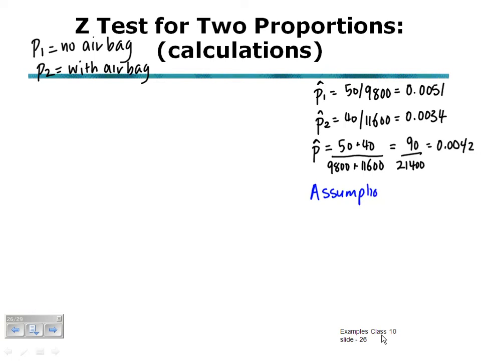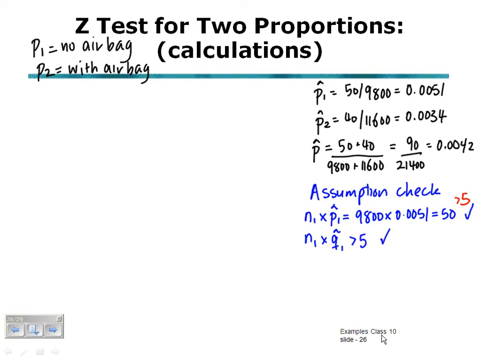Now before we come to our test statistic, we need to make an assumptions check. Our assumptions check here relates to the sample size multiplied by the proportion. So sample size 1, N1, multiplied by P1 hat, that would be 9,800 for N1, multiplied by 0.0051, and that was 50. In fact, this is the same as our number in sample 1. So remember our assumptions check here says that the multiplication N1 times sample proportion must always be bigger than 5. That's clearly bigger than 5. N1 times Q1 hat will be much bigger than 5. That's the remainder from our first sample. N1 times Q1 hat has to be bigger than 5.